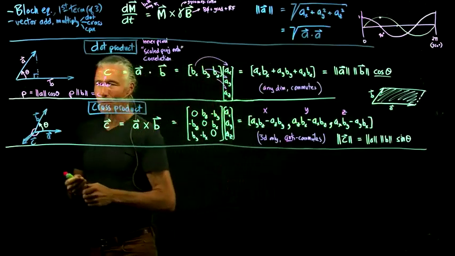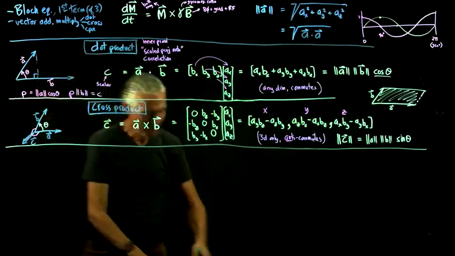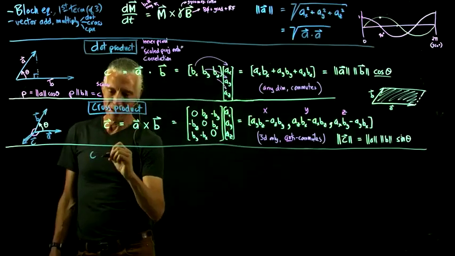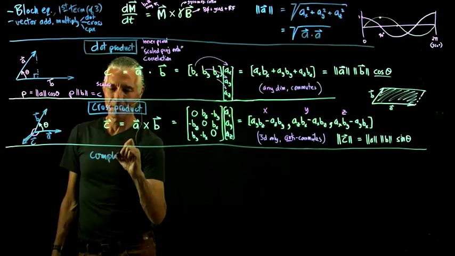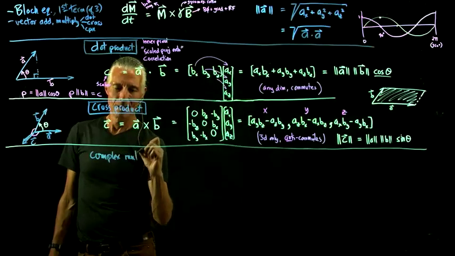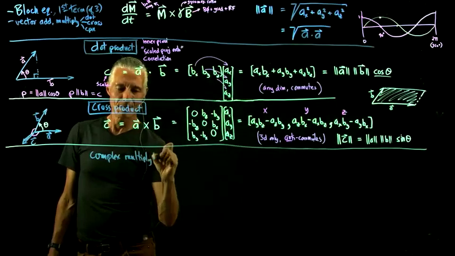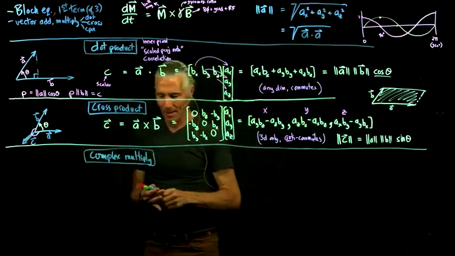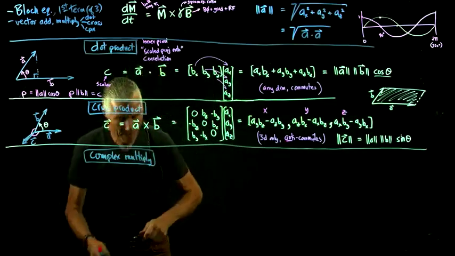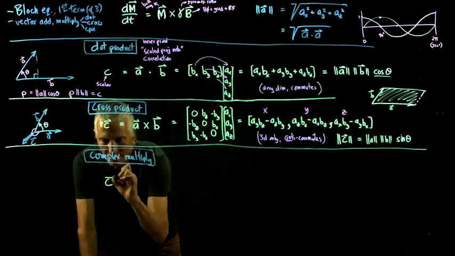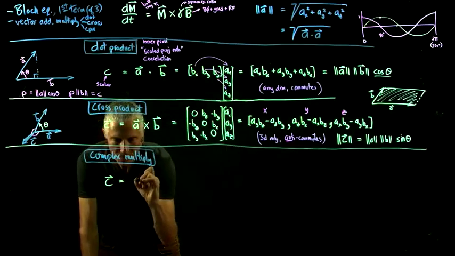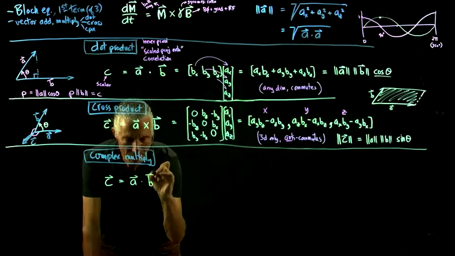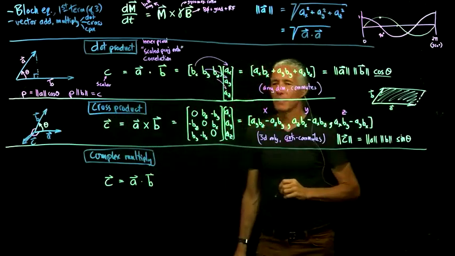But we got another third thing, which is complex multiplication. And so complex multiplication is yet a different thing, which is different than both of these. So what is complex multiplication? You can think of it as a vector multiplication that gives you another vector.